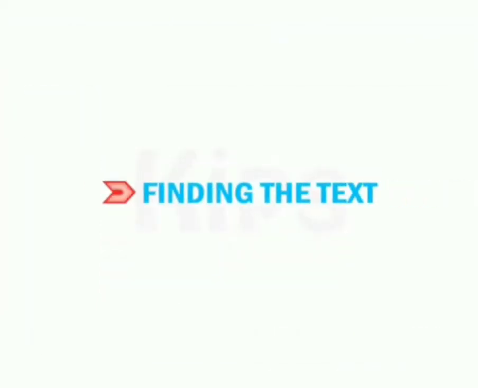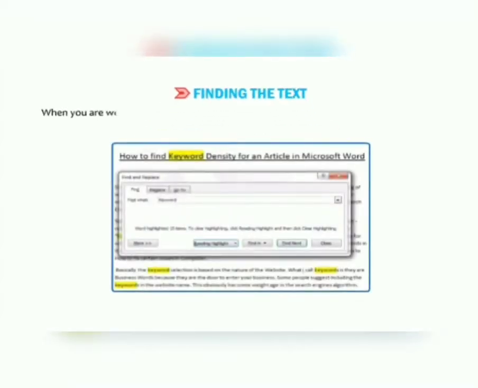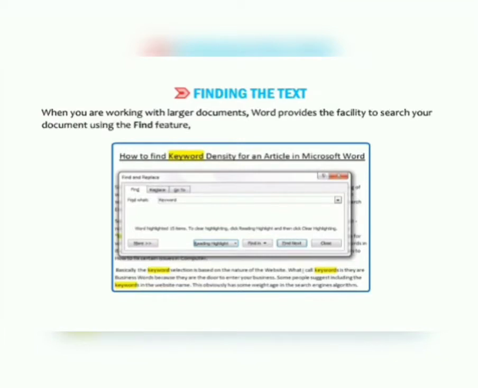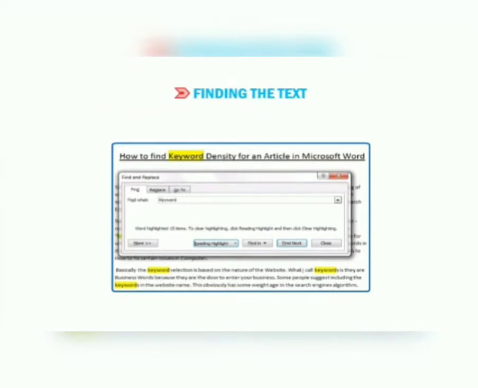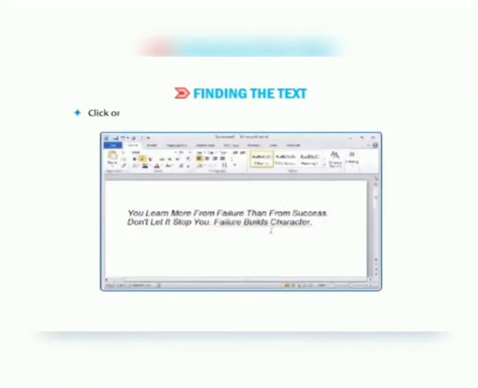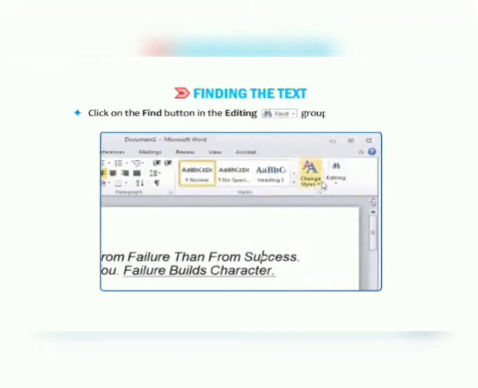Let us begin by learning the method to find the text in MS Word. When you are working with larger documents, Word provides a facility to search your document using the Find feature and change words or phrases using the Replace option. To find a particular word or phrase in the current document, follow these steps. Click on the Find button in the Editing group on the Home tab.